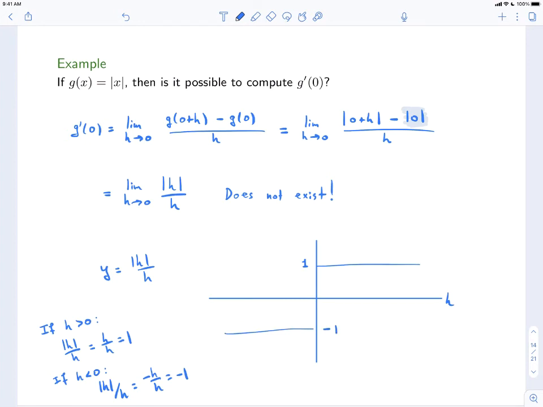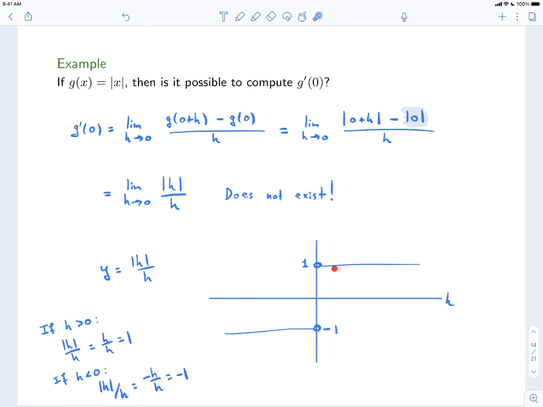Now, what about h equals 0? Well, h never actually equals 0. We're looking at the limit as h gets closer and closer to 0. This quantity doesn't exist when h is equal to 0. The question is, what is the limit as h gets close to 0? So you have a little hole here on both of these pieces.